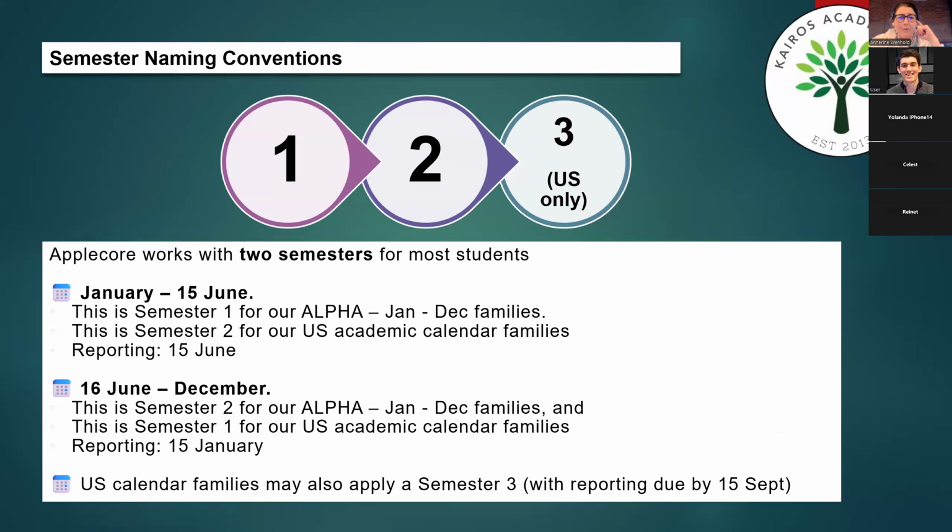The US families, of course, may also apply a semester 3, and that is then now starting in June, July, up till mid-September. Very few of our families make use of this, either in South Africa or overseas, but it is an option for those families. Of course, when you use semester 3, then the following year is a bit shorter again. So just take that into account in your plan.